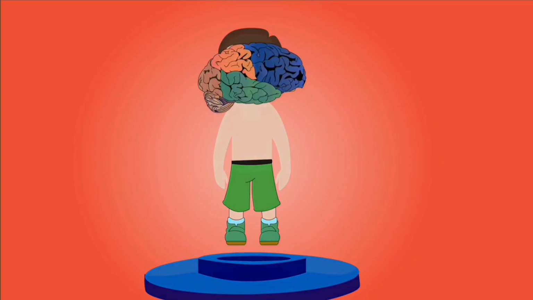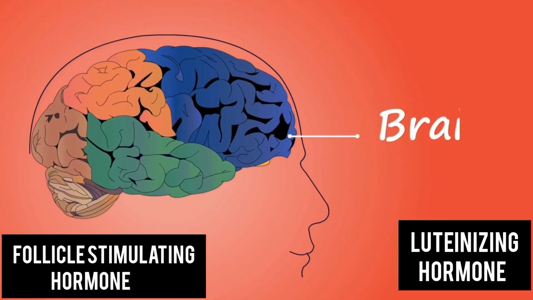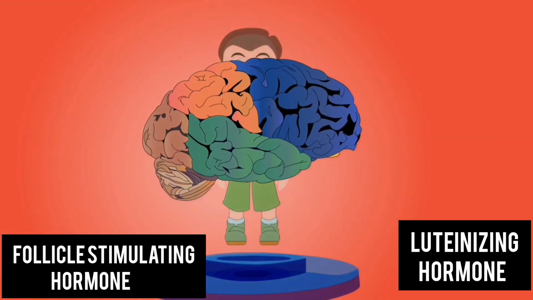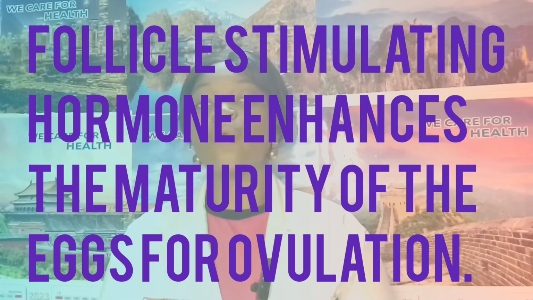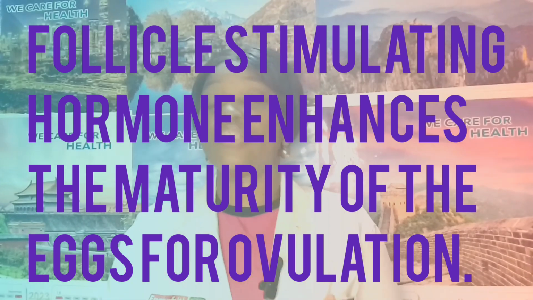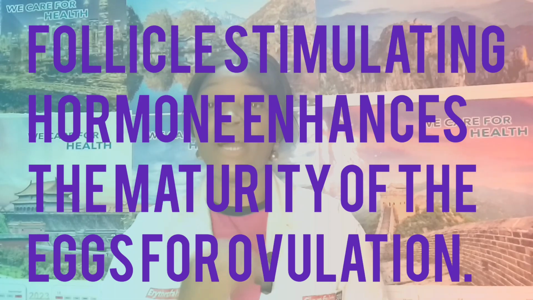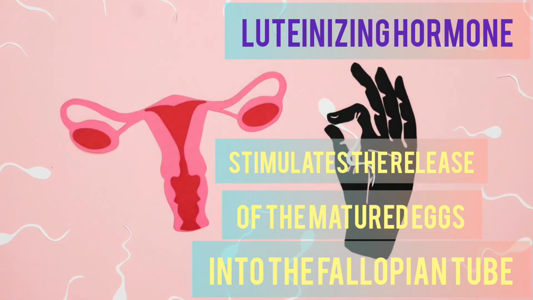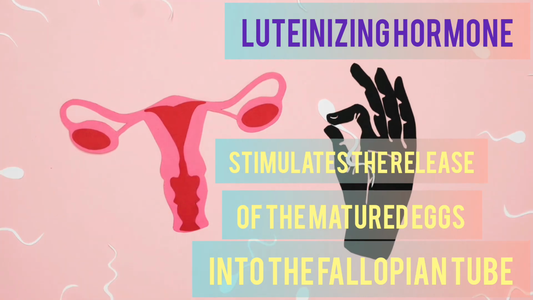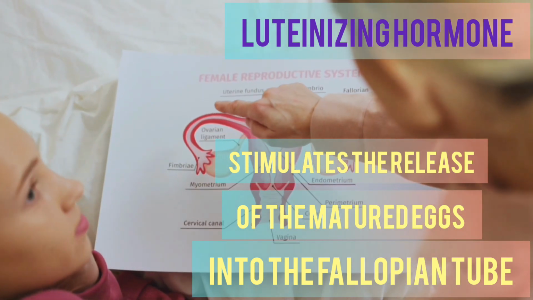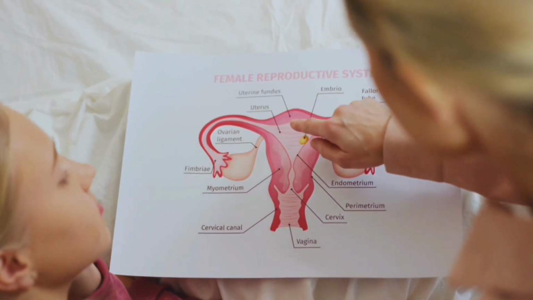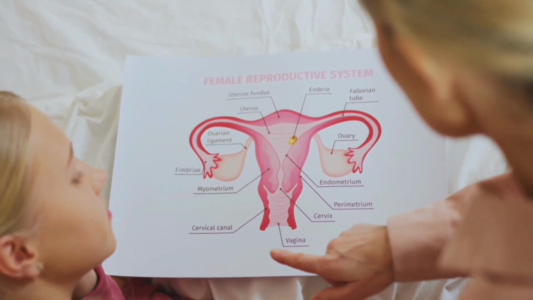Okay, now let's break it down this way. The brain usually produces 2 vital hormones called the follicle stimulating hormone and the luteinizing hormone. The follicle stimulating hormone helps the follicles protect these eggs and make them mature. Then when it gets matured, the luteinizing hormone will stimulate the release of these eggs into the fallopian tube. And when the eggs get into the fallopian tube, that means ovulation has occurred. Ovulation simply means the release of a matured egg into the fallopian tube, ready to be fertilized by a sperm.